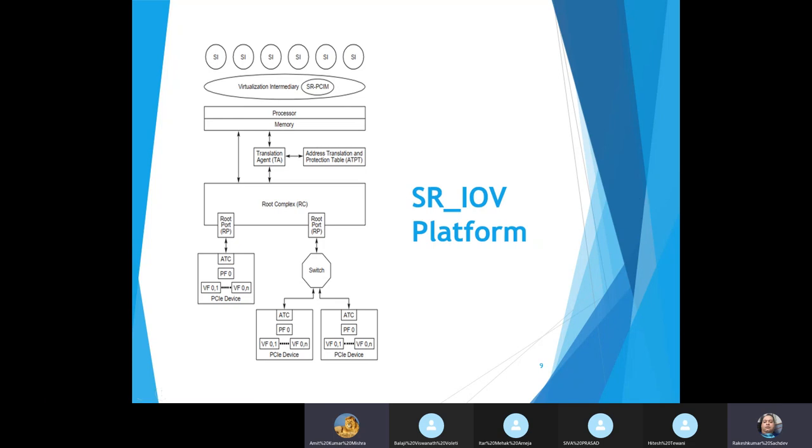Okay. Thank you. So, when I say the root complex doesn't know, but the driver knows. The root complex doesn't know, right? I said the hardware doesn't know. Software knows.